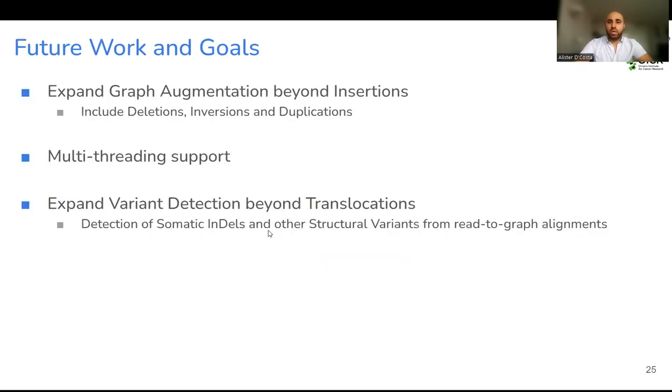Some of our future work here includes expanding graph augmentation beyond insertions, looking at deletions, inversions, and duplications, also bringing in multi-threading support. We also are hoping to expand variant detection beyond just translocations to look at somatic indels and other structural variants from read to graph alignments.